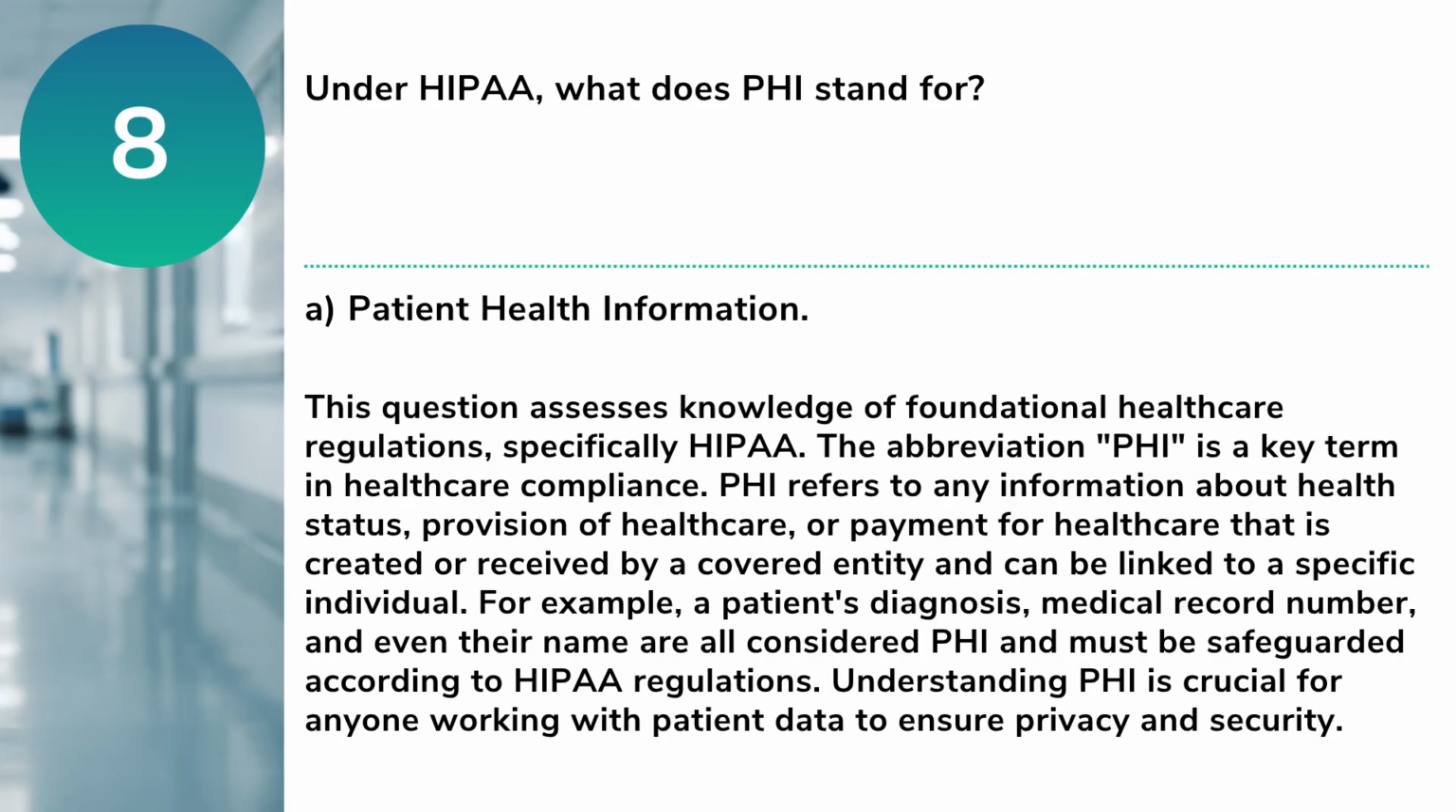Answer: A. Patient health information. This question assesses knowledge of foundational healthcare regulations, specifically HIPAA. The abbreviation PHI is a key term in healthcare compliance. PHI refers to any information about health status, provision of healthcare, or payment for healthcare that is created or received by a covered entity and can be linked to a specific individual. For example, a patient's diagnosis, medical record number, and even their name are all considered PHI and must be safeguarded according to HIPAA regulations. Understanding PHI is crucial for anyone working with patient data to ensure privacy and security.